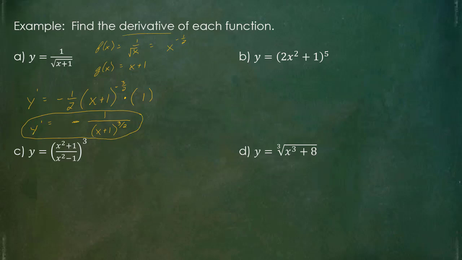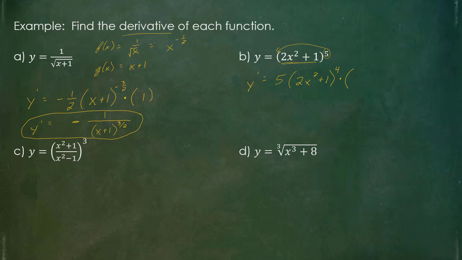If we go ahead and try the next one, hopefully you can see that the outside function is this power of 5. So if I go to y prime, that 5 would move out front, just doing that power rule idea. The base is still going to be the g function, which is the 2x squared plus 1. And then my power would drop down by 1, so drops down to a 4. But again, I'm not done. I have to multiply by the derivative of the inside function.